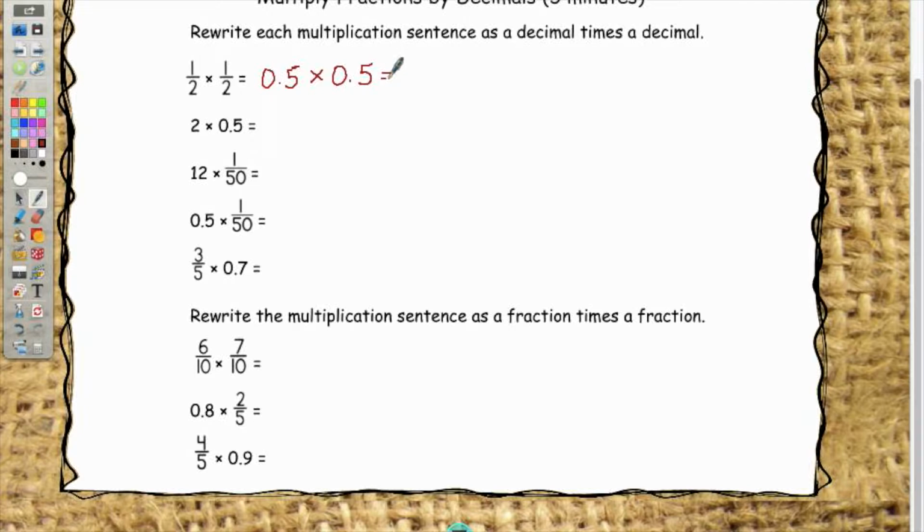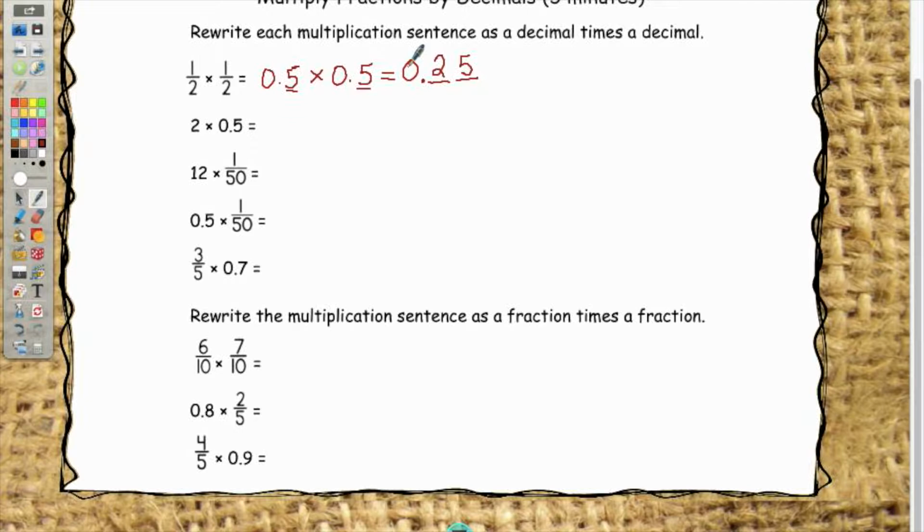Now, there's something we need to think about. How many digits will be in the decimal place value? 2. Okay? So 5 times 5 is what? And I need 2 digits in the decimal place value. So what's my answer? 25 hundredths. Okay?